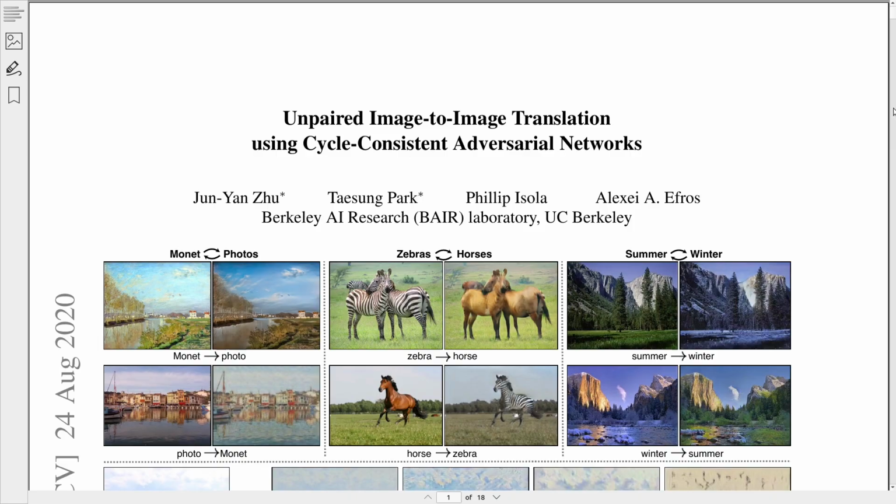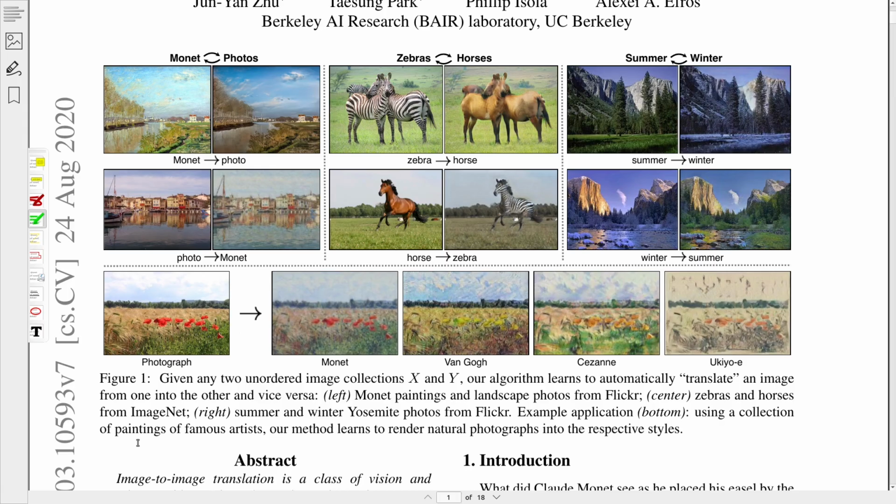Let's start. So here I'm looking at the original paper. It was published on 24th August 2020, and the name of the paper was Unpaired Image-to-Image Translation Using Cycle-Consistent Adversarial Networks. So CycleGAN is an extension of the regular GAN architecture, and it involves the simultaneous training of two generator models and two discriminator models. And we all know that the regular GAN has only one generator and one discriminator.